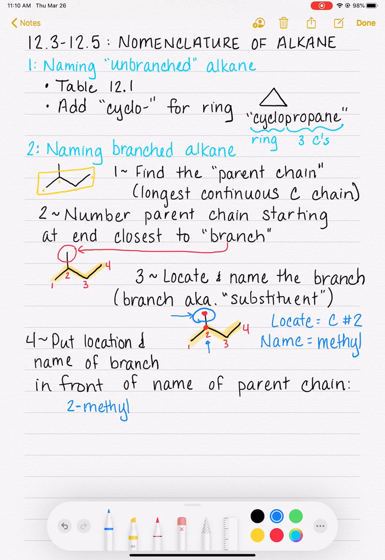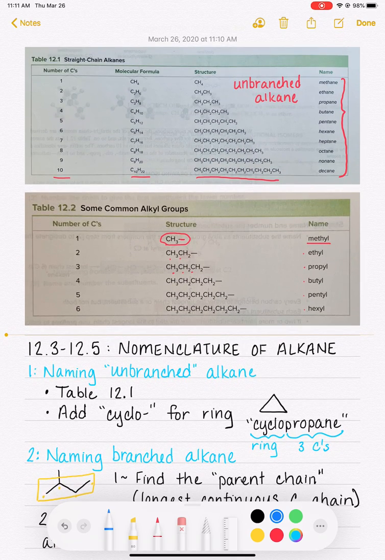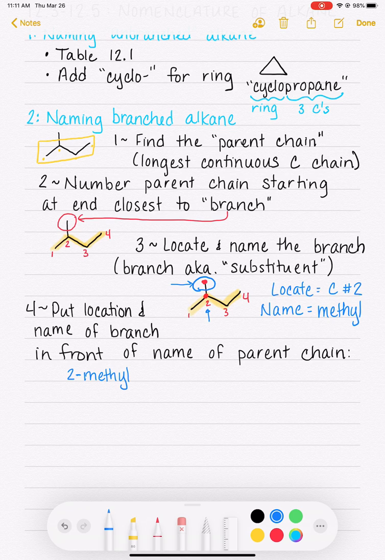And then we put that in front of the parent chain. Our parent chain is a 1, 2, 3, 4 carbon chain. Let's look back up at our table of unbranched alkanes. 4 carbons we call butane. So that's the name of our parent chain, butane. There's no space or punctuation or anything in between the name of the branch and the name of the parent chain. So it's all jammed together as one word.